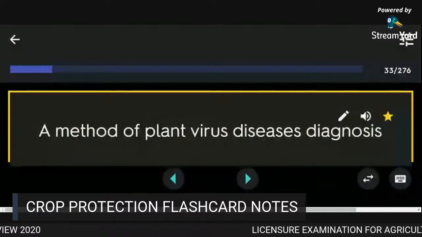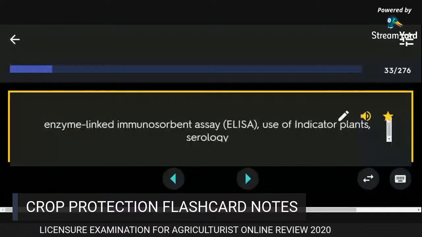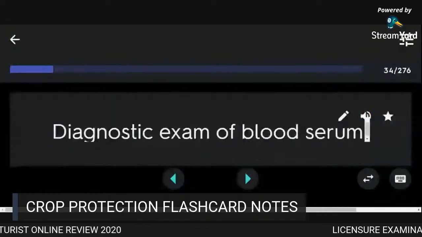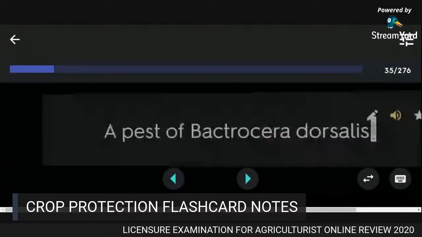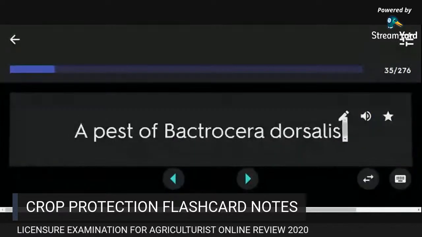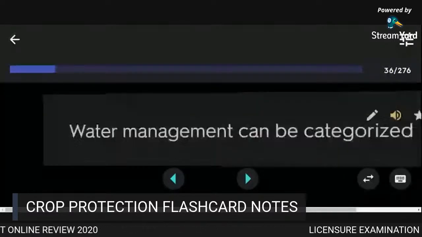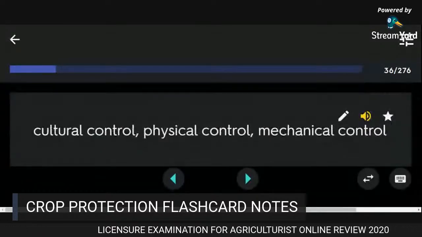A method of plant virus diseases diagnosis: enzyme-linked immunosorbent assay, use of indicator plants, serology. Diagnostic exam of blood serum: serology. A pest of Bactrocera dorsalis: mango. Water management can be categorized as cultural control, physical control, mechanical control.